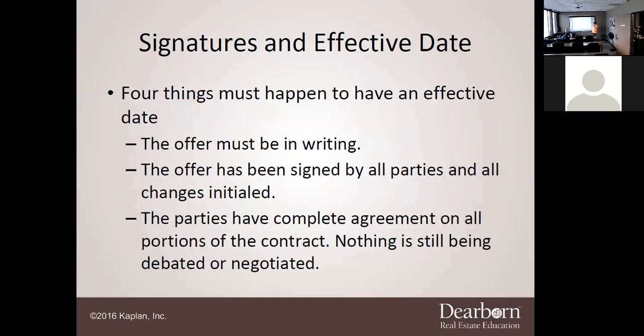Four things must happen to have an effective date. So the offer must be in writing. That is, again, the statute of frauds. I know we've talked about that a few times. That's because it is very important. You will be asked about that on the test. The statute of frauds says that everything must be in writing for real estate. So the offer must be in writing. The offer has been signed by all parties and all changes initialed. Again, statute of frauds, it has to be written and signed by the parties. And all the changes will be initialed.